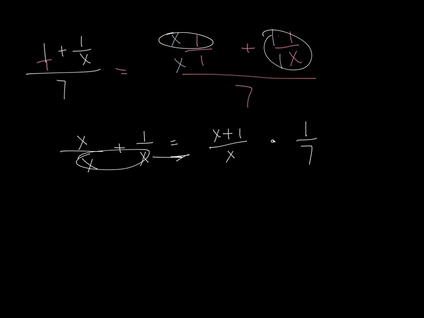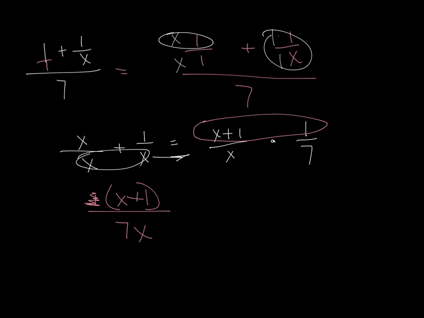Okay, so now let's multiply numerators. 1 times x plus 1, and let's multiply denominators. We can get rid of that, and we have the answer, x plus 1 over 7x.